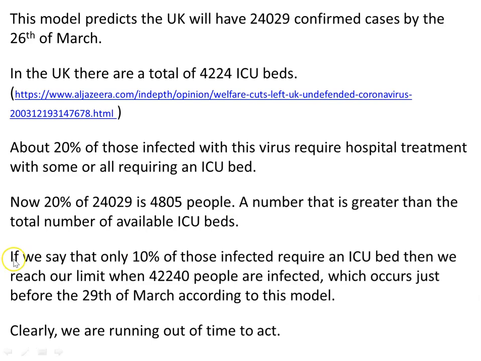Now, let's say maybe not all of that 20% need an ICU bed. So why don't we just say only 10% of those infected require an ICU bed? Then we reach our limit of ICU beds when 42,240 people are infected, because 10% of that is 4,224. That occurs just before the 29th of March, according to this model, if you go back through the numbers. So somewhere between the 28th and 29th of March, this virus is growing so quickly, according to this second model, that you've already overwhelmed the ICU capacity of the entire country. And that's only assuming that 10% of those infected require an ICU bed.